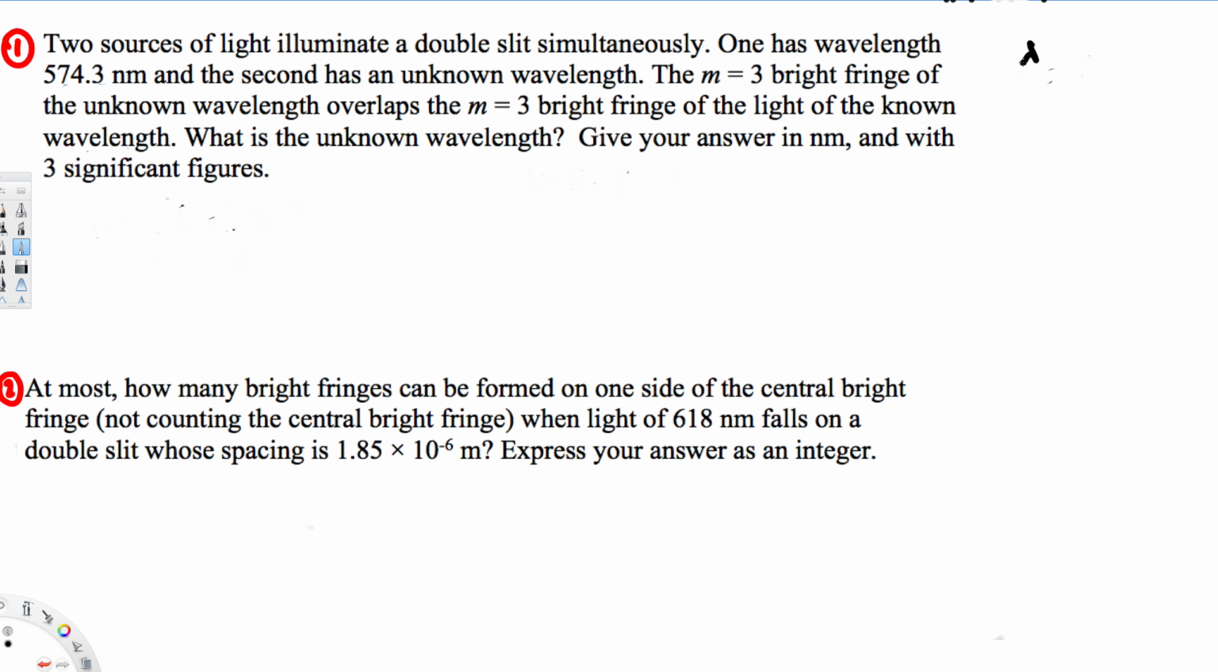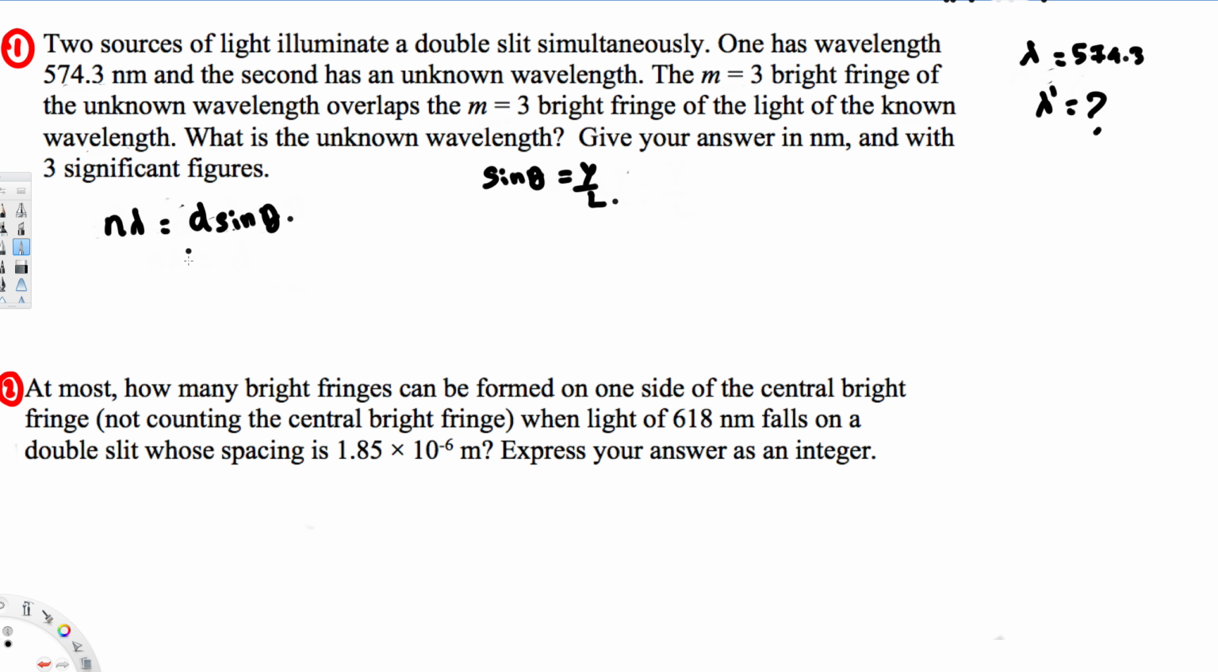So let's call lambda the known wavelength, that is 574.3, and the unknown wavelength is the question, right? And since we are dealing with fringes and the double slit experiment, we can use the equation n lambda is equal to d sine theta, right? And here we don't have any angle, but this sine theta can be written as y over L. Here the y value is the distance between the bands of the light and the central maximum, and L is representing the distance from the slits to the screen from the center point.